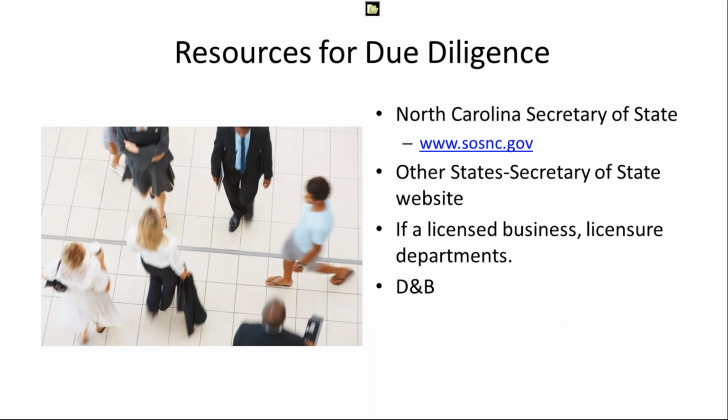So here are some resources that hopefully will be helpful to you. One is the Secretary of State of North Carolina. If you go to www.sosnc.gov and look under the corporations division, it'll say, I want to, and it gives you a list of things. Put search or research for a company name. You can get all kinds of information about your customer there, or any other company as well.